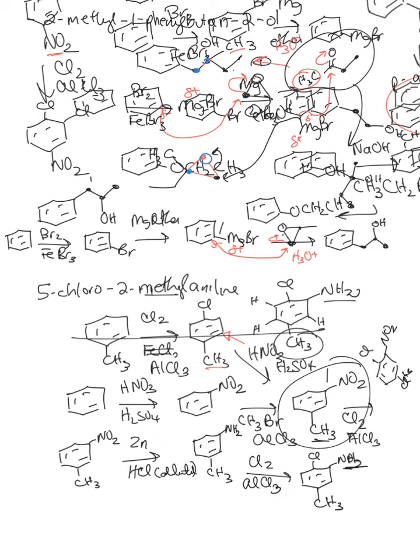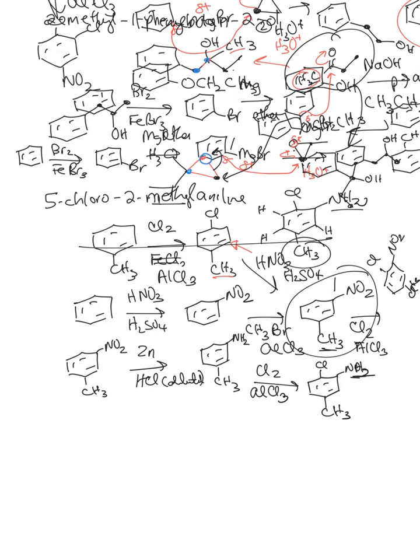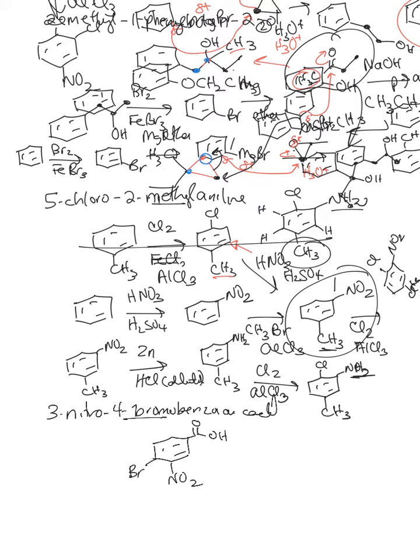Okay, so the next problem is 3-nitro-4-bromobenzoic acid. Okay, so what does that look like? So benzoic acid, 4-bromo, 1, 2, 3, 4, and 3-nitro. Okay, so at this point, you can do your benzoic acid with hot permanganate from toluene.